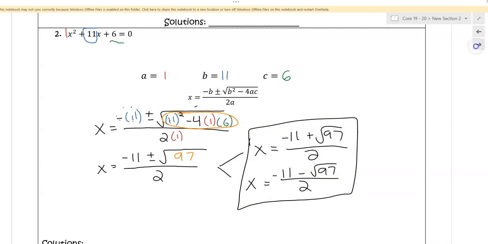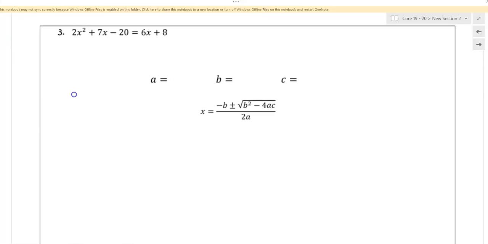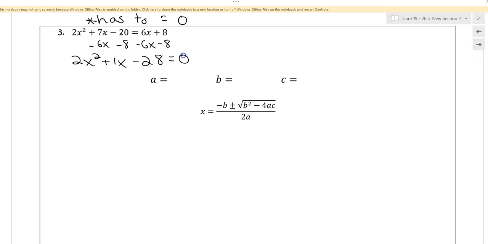Alright, go ahead, turn the page. Now for these ones, I have 2x squared plus 7x minus 20 equals 6x plus 8. Remember, it has to equal 0. So I'm going to get rid of the 6x, and I'm going to get rid of the 8. Anything I do on one side, I have to do on the other side. So now I have 2x squared, 7x minus 6x is 1x, negative 20 minus 8 is negative 28. Now I can pull out my a, b, and c.